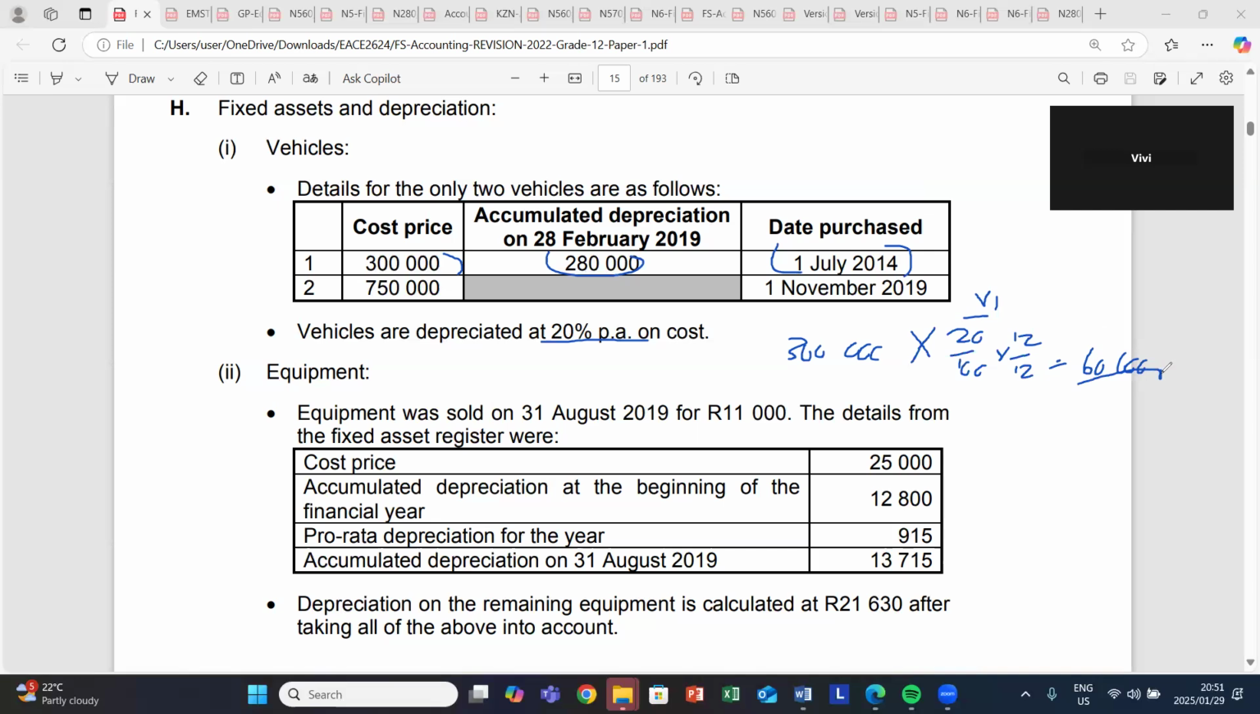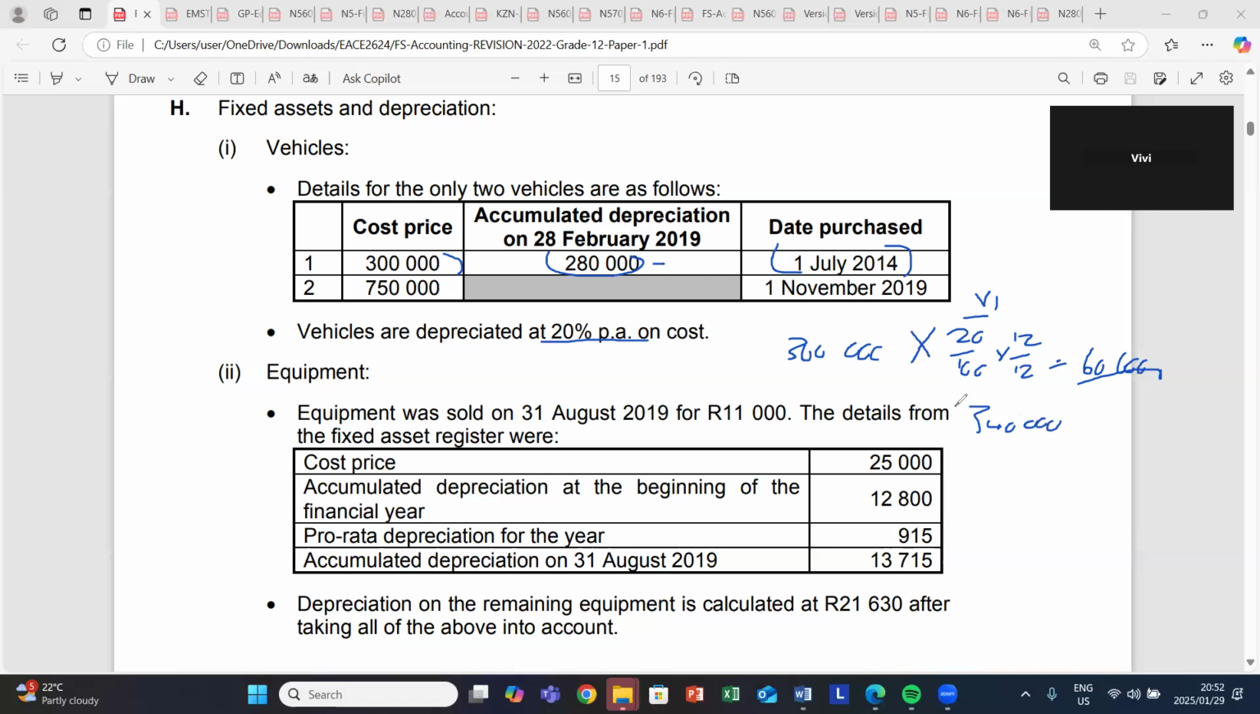But then let's check whether we have to use the 1 rand rule or not. So remember, you use the 1 rand rule when the accumulated depreciation for a particular asset is more than the cost price. The accumulated depreciation at the beginning for vehicle one was 280,000. So when you add 280,000 plus 60,000 rand, how much do you get? We get 340,000 rand. So this is the accumulated depreciation for that asset.